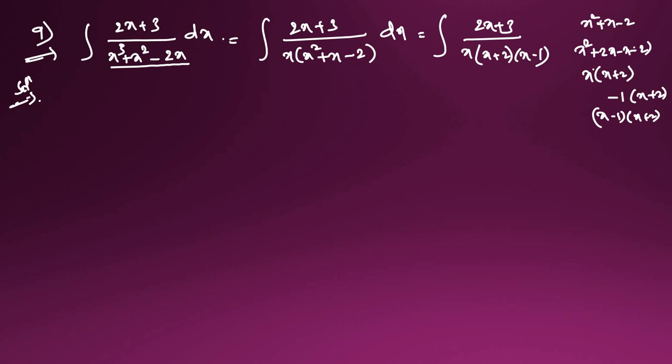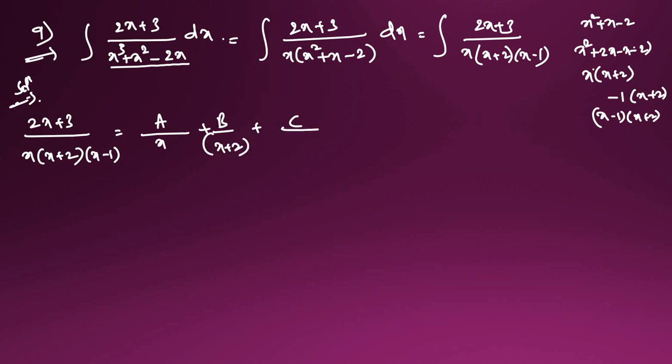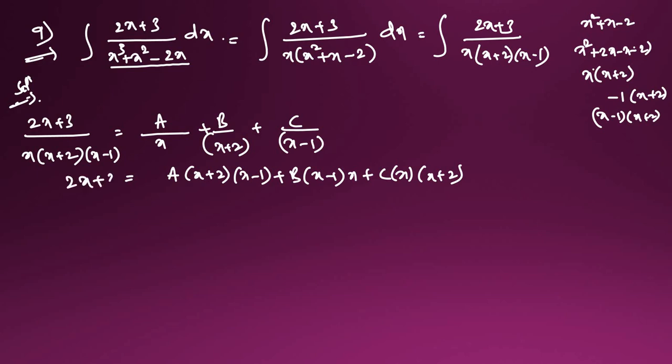So we'll take 2x plus 3 divided by x into (x plus 2) into (x minus 1) is equal to a divided by x, plus b divided by x plus 2, plus c divided by x minus 1. Now if we cross multiply, a into (x plus 2) into (x minus 1), plus b into (x minus 1) into x, plus c into x into (x plus 2), where 2x plus 3 is equal to this, the denominators getting cancelled.